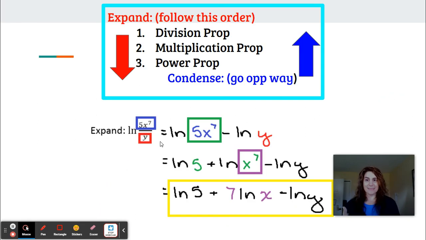So again, in this example, I had 5x to the 7th over y. That was my argument of the natural log. So the first thing I did was I subtracted. I took that fraction and I made it into a subtraction problem. Numerator minus denominator. Then I noticed, well, 5x to the 7th is 5 times x to the 7th. So I can take that piece, right?